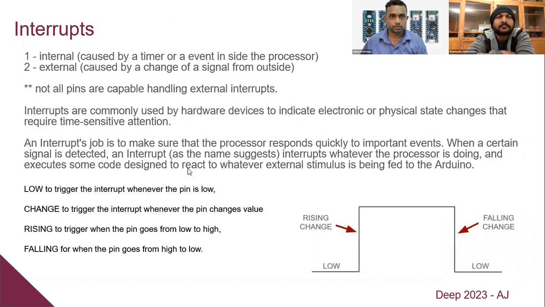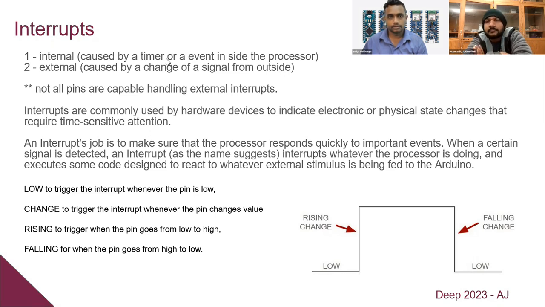Okay, then we come to interrupts. Interrupts are commonly used by hardware devices to indicate electronic or physical state change that require time sensitive attention. So an interrupt's job is to make sure that the processor responds quickly to important events.